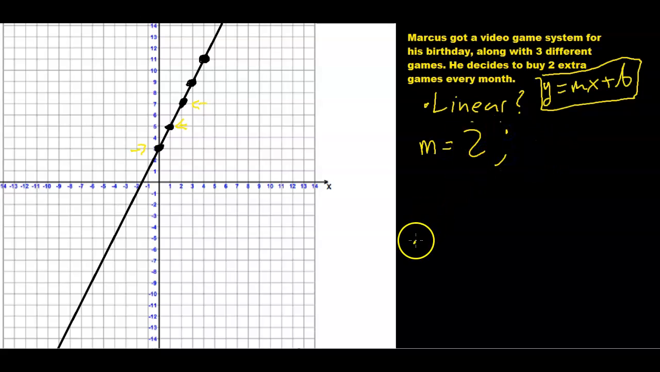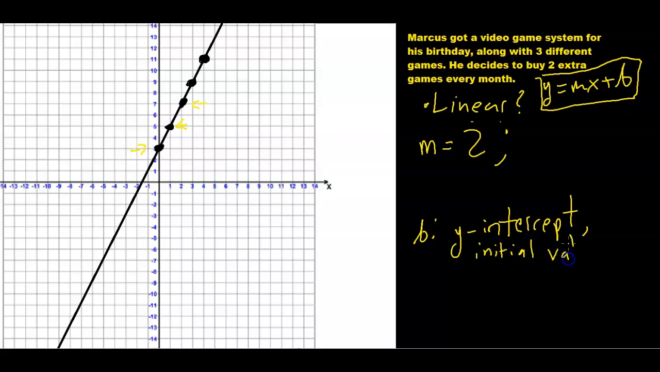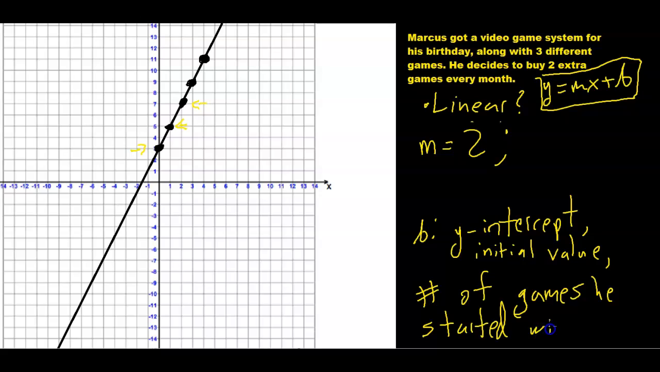And what about b? What does b mean? B is the y-intercept. Or if we're thinking about it as a linear function, we can think about it as the initial value, right? B is the y-intercept or initial value. In the case we're looking at right now, that's the number of games he started with.